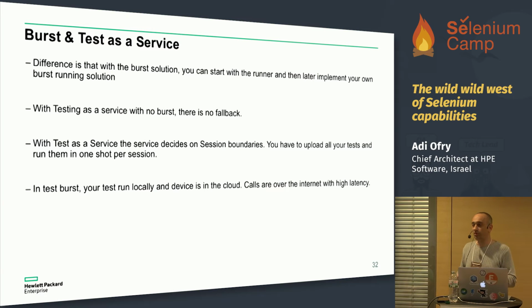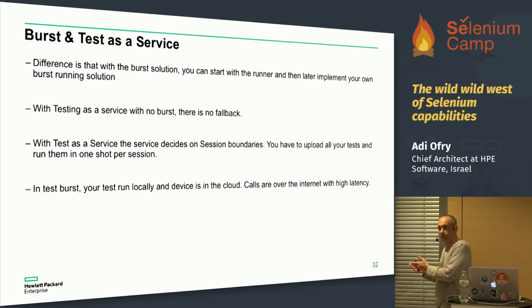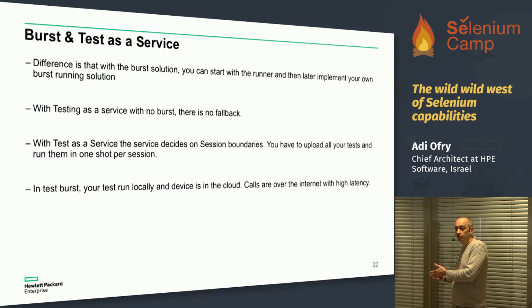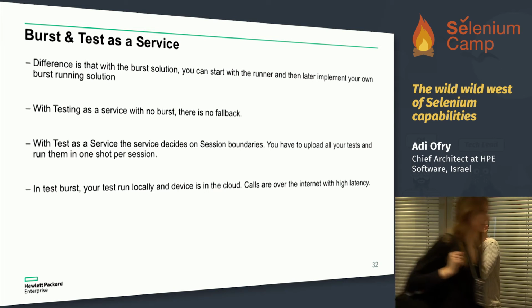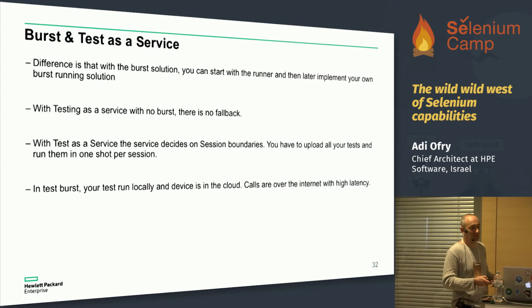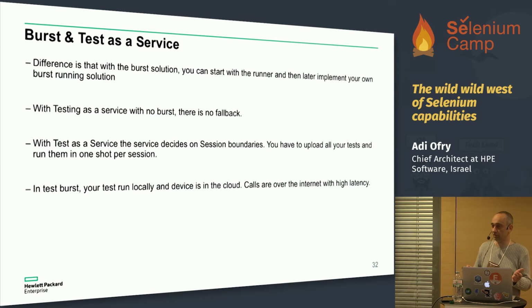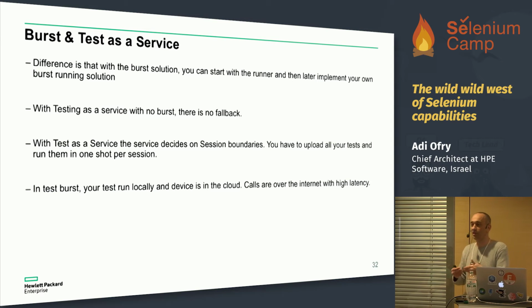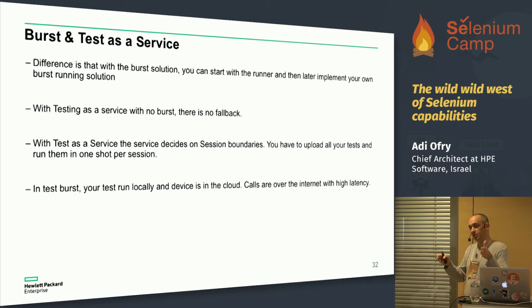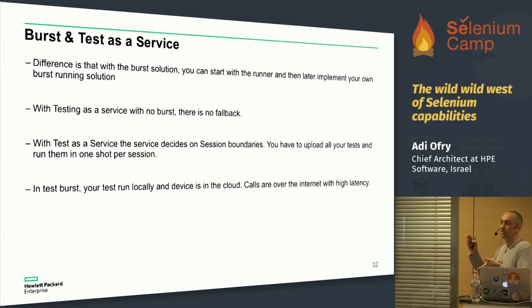So you can embrace something like the runner that I showed you earlier on the first day and have a solution really quick, and later on switch and build your own little framework that does the burst. With test as a service, you can't do that, right? You can't come later and change the mechanism. And also, the vendor decides where the session starts and where the session ends. You expect to get all the tests, and that's it. If it fails at test number 7, he has a certain logic to it, and that's it.